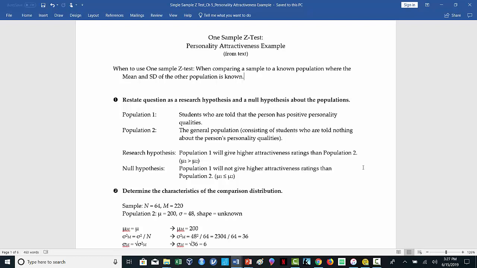So in this example, we're looking at the idea that, let's say in an experiment, some people are told that other people have some positive personality characteristics. So you might think, well, personality is subjective. No one agrees on who has a good personality. Well, that's true in some ways. That's not entirely true. There's lots of consistency, for example.